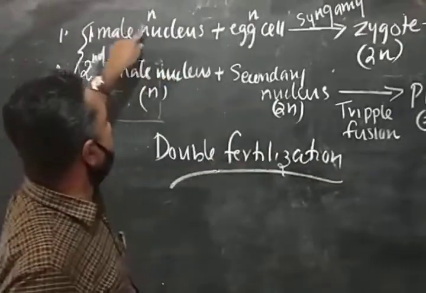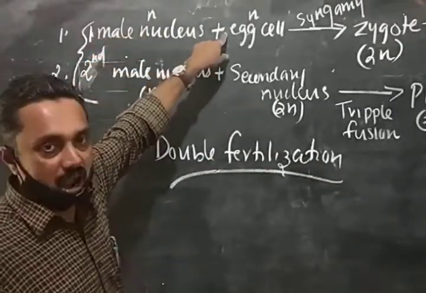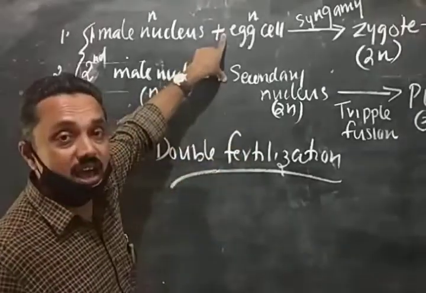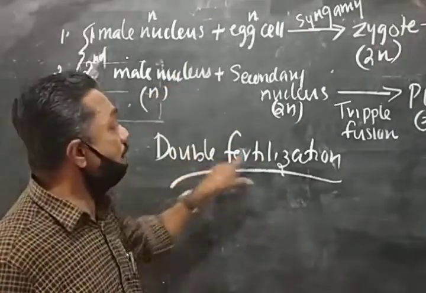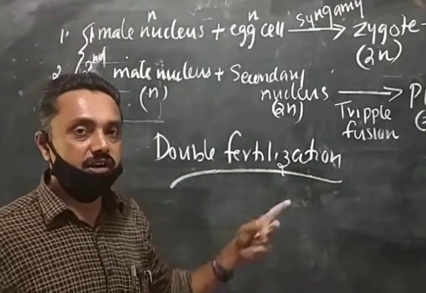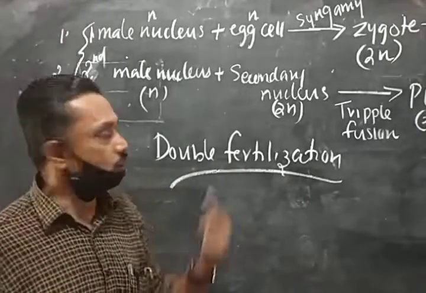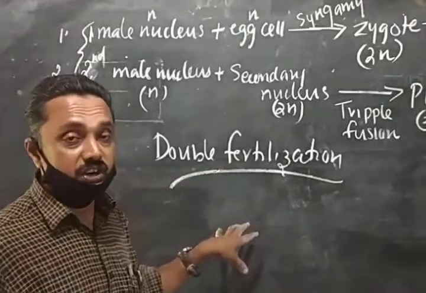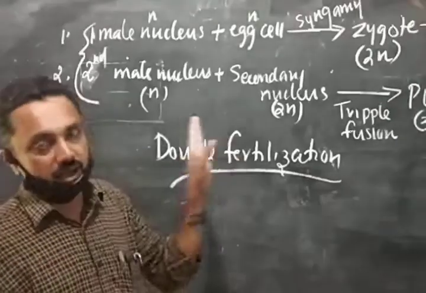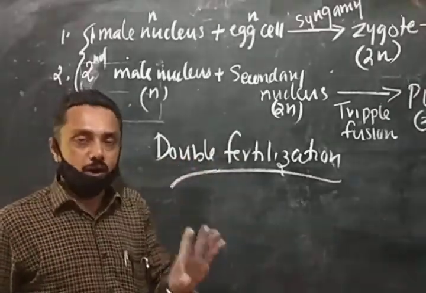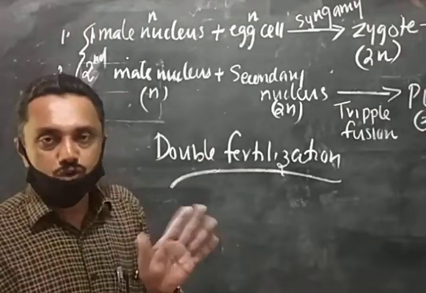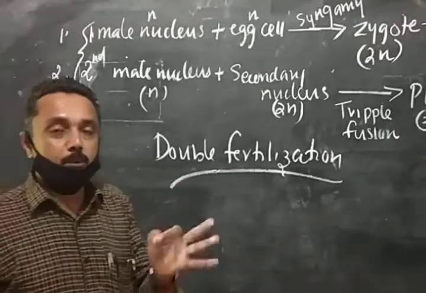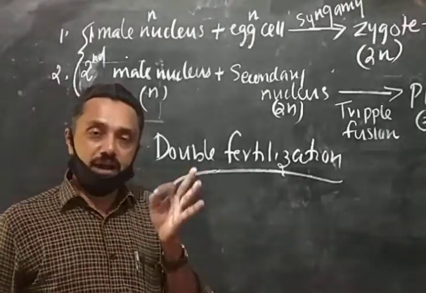The primary endosperm nucleus later develops into endosperm, which stores food for the growing embryo. The first stage is called syngamy, the second stage is called triple fusion, and these stages together are called double fertilization. Fertilization takes place in two stages, so it is called double fertilization, and we can see it in angiosperms only. In algae, bryophytes, pteridophytes and gymnosperms, there is no double fertilization. It is a unique process in angiosperm plants only.